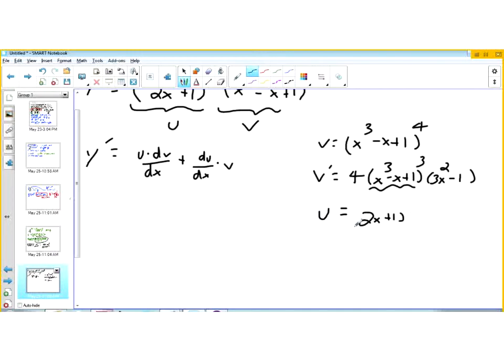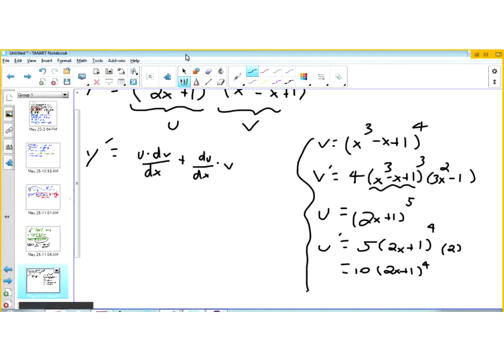(2x + 1)^5. So u prime would equal 5 times (2x + 1)^4 times 2. Okay, and we can multiply the coefficients: 10(2x + 1)^4. And so now all we do is plug the quantities into the derivative formula.